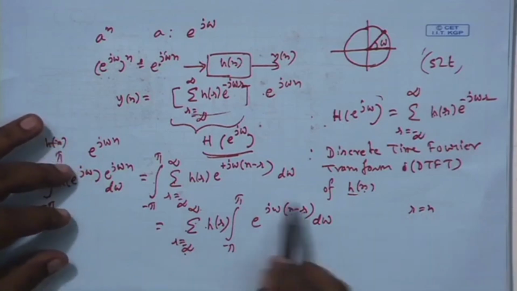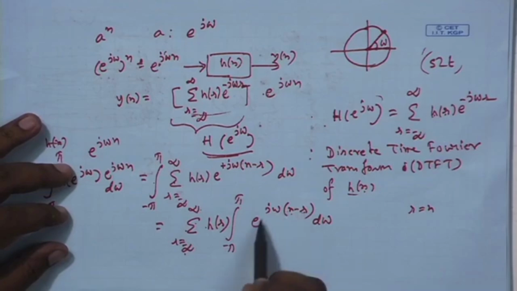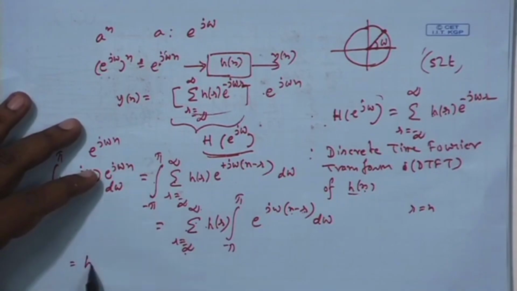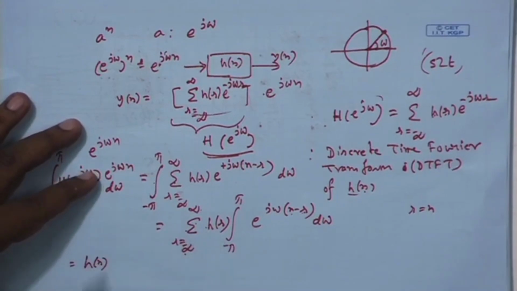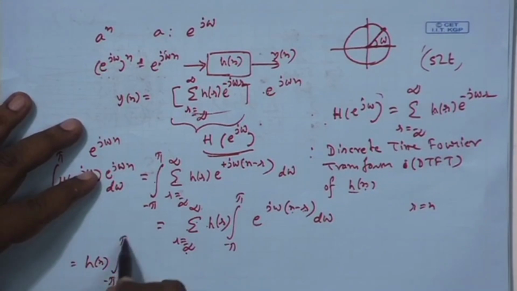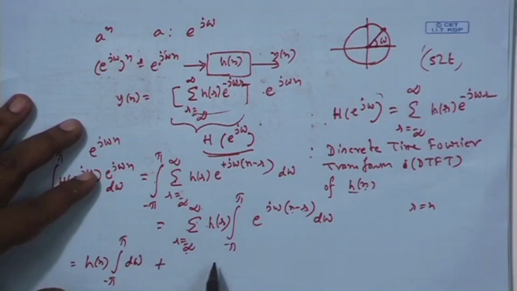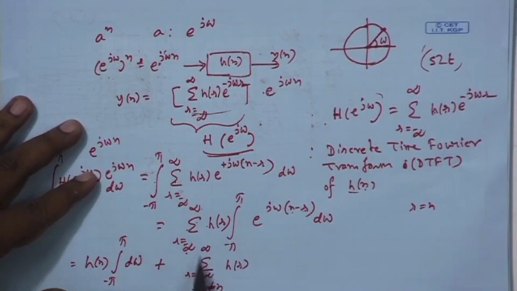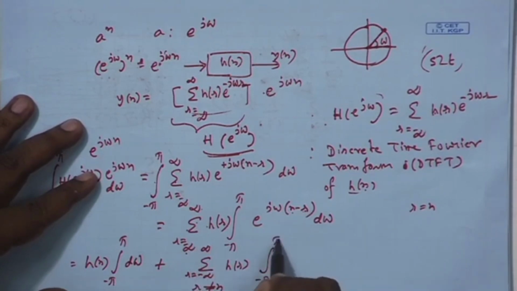So, the r equal to n case I separate out. When r is n, n minus n is 0, so e to the power 0 is 1. Then I have this integral equal to h n, this term I am writing separately, times the integral from minus pi to pi, which is already e to the power 0, 1, so just d omega, and the remaining sum over r from minus infinity to infinity, but r not equal to n. It is moving over the range, but it does not take this value, and this integral.